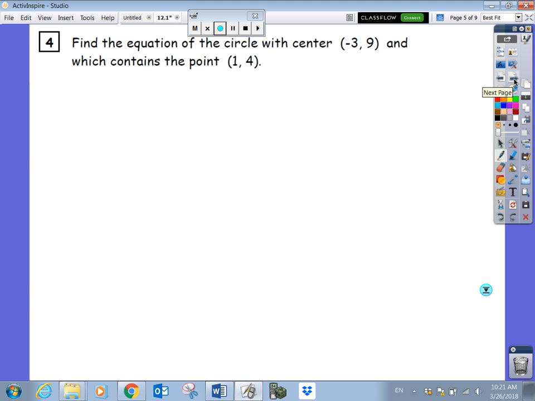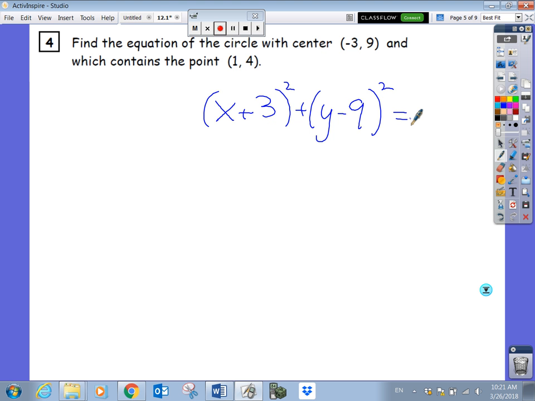All right, this one's similar. It just gives, instead of giving us the diameter and we have to find the center, it actually gives us a center. So x minus negative 3 is (x plus 3) squared. (Y minus 9) squared. So we're going to have to find r. So we do it the exact same way we did the previous problem. If drawing a picture is helpful to you, then go ahead and do that. (-3, 9) is up here. (1, 4). It tells us that (1, 4) is on the circle.